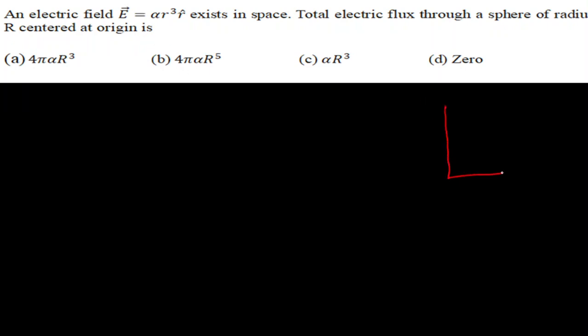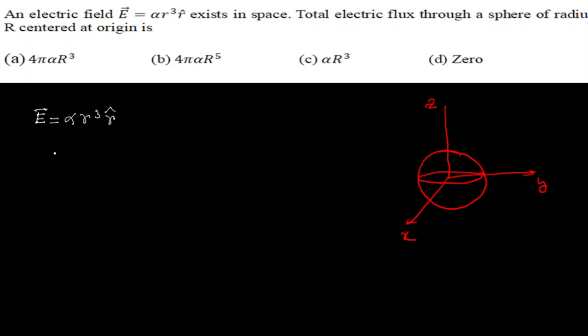So let me draw a quick figure. Let's say this is the x-axis, y-axis, z-axis, and this is a sphere of radius r whose center is at the origin, and in this region we have this electric field E equal to alpha r cube r cap. Then what we have to do is calculate the total flux through this surface.